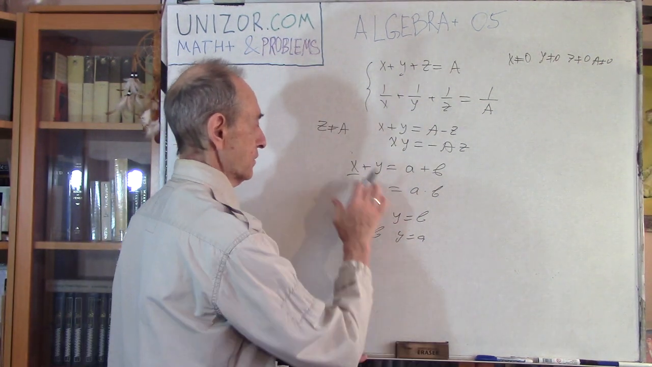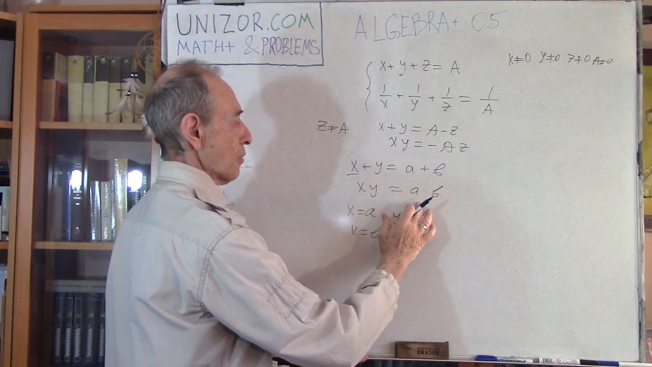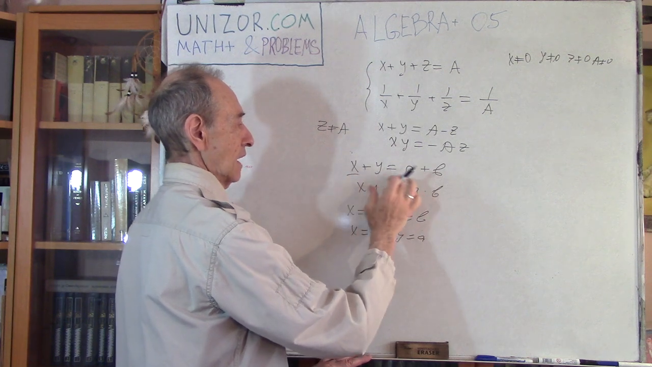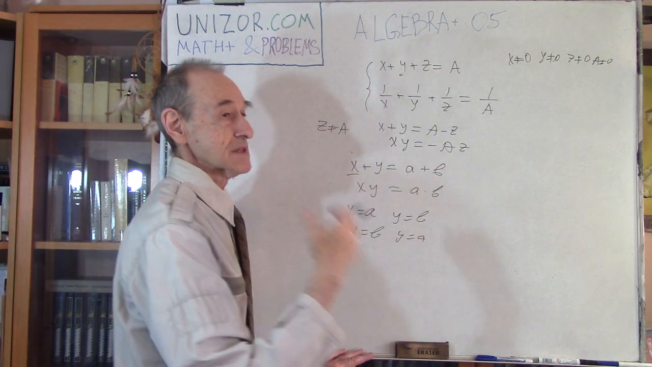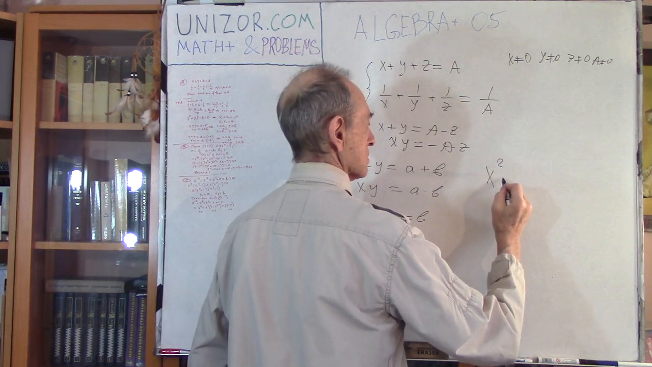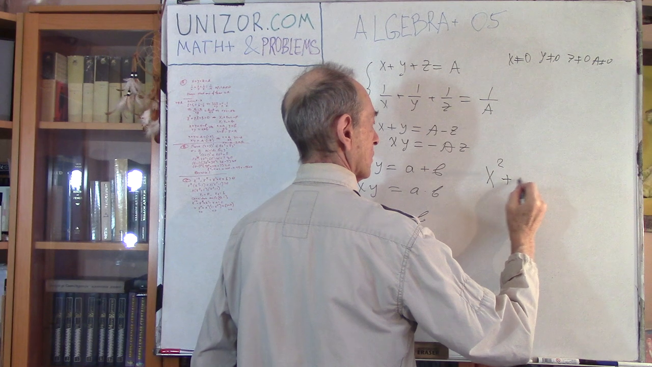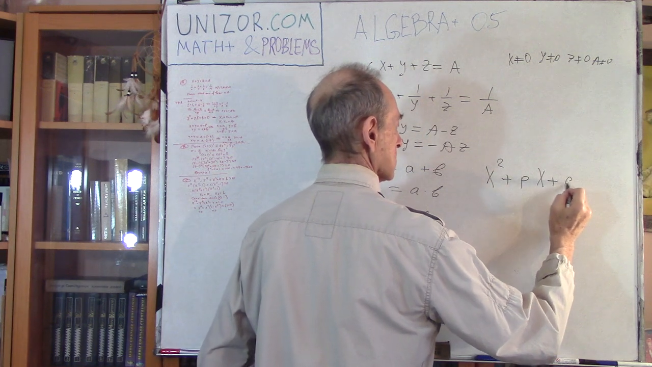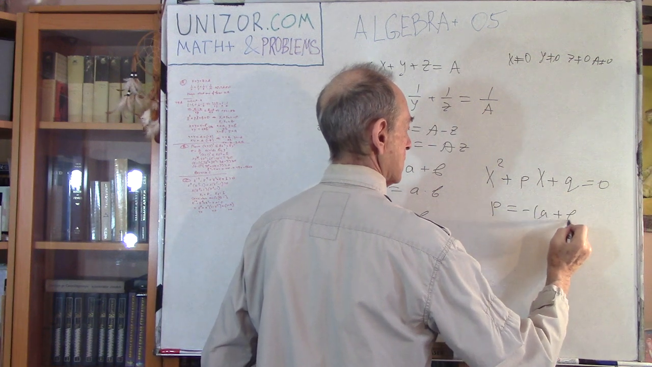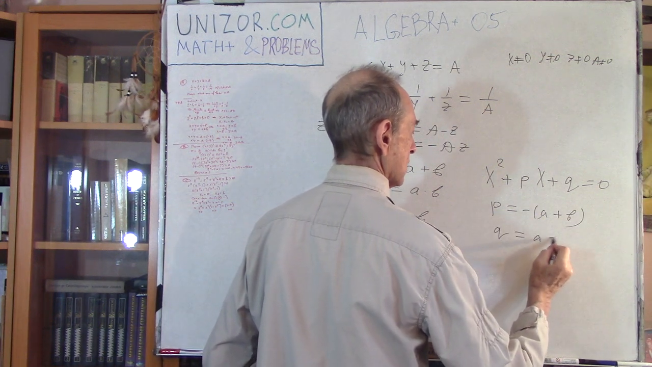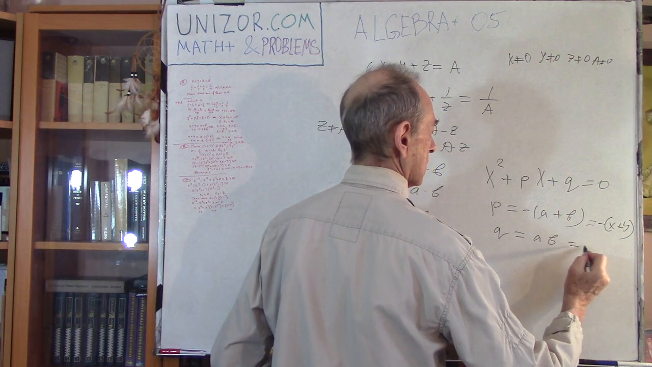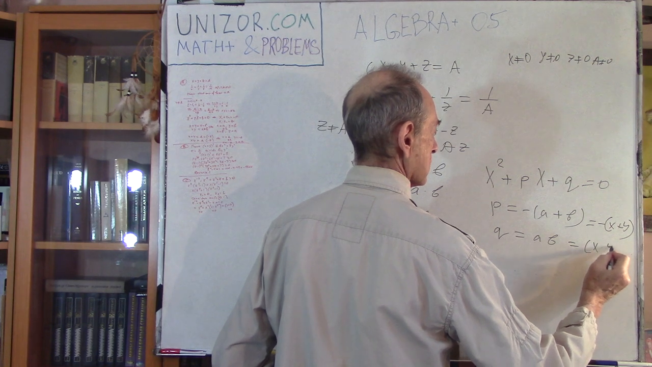Now, again, if you have this property, you have this property, because both x and y and a and b are solutions to the same quadratic equation, which we can put x squared plus px plus q is equal to 0, where p is equal to minus a plus b and q is equal to ab, which is the same as minus x plus y and x times y.